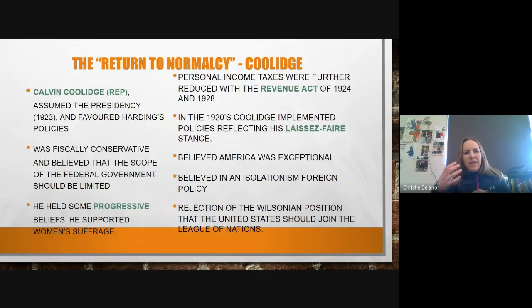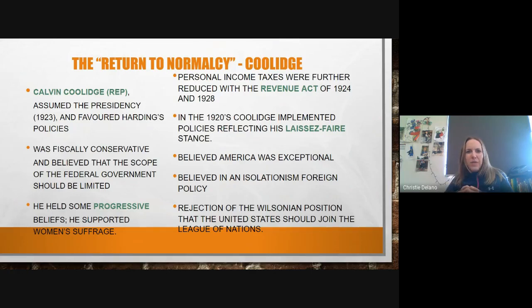We see Calvin Coolidge assumed the presidency in 1923 in the United States, being very fiscally conservative, believing that government intervention should be very limited, but he did hold progressive beliefs like women's suffrage, right? Women did not have a significant role in civil society outside of the home prior to the war, and they really get pulled into civil society when the men go off to war. And then he does continue to support women's suffrage beyond the war.